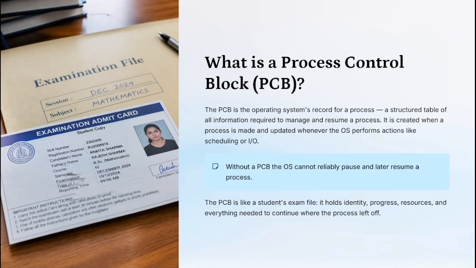What is a process control block? In short, PCB. Now, here is an important question. How does the OS keep track of hundreds of processes running at the same time, each in a different state? The answer is process control block or PCB. Think of it like a student admit card or exam file. It has all the important details about that one student. Similarly, the PCB is a data structure that stores all the important information about one process. Without the PCB, the OS would have no way to remember what each process was doing, especially when it needs to pause one process and start another.